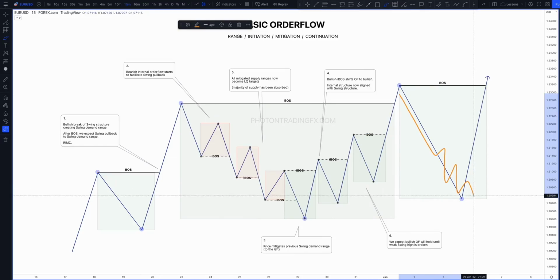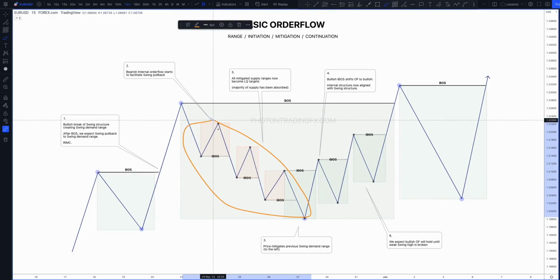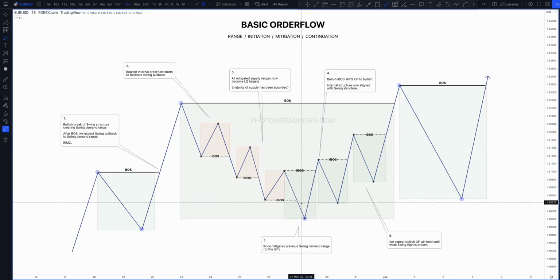And then we can look for those same internal structures within there, or we can dig down into a lower time frame. So that's pretty much it. The only other thing I forgot to say was that when we have this bearish order flow here, we're pulling back, and then we mitigate something, the bar within here that then leads to the bullish internal breaker structure. The internal structure is then aligned with the swing structure.